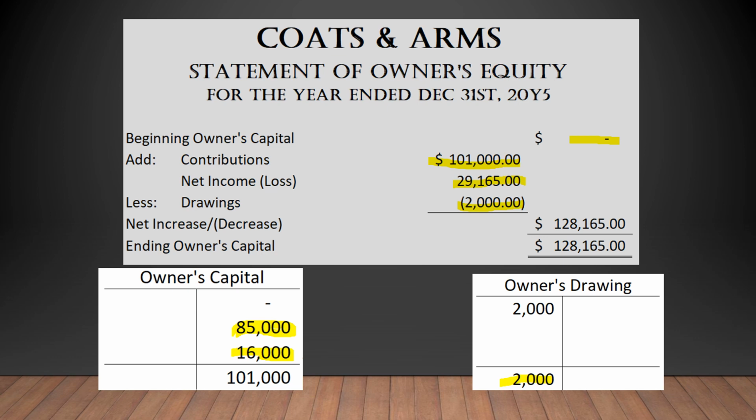Sum the amounts up to get our net increase or decrease in owner's equity, and combine that with the beginning balance to get the year's ending owner's capital.